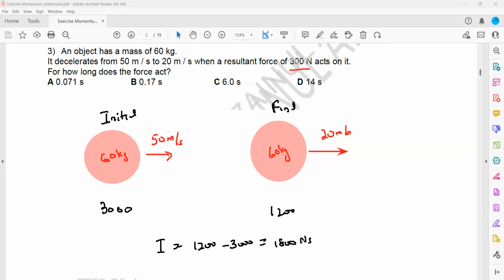That's the impulse. It will be negative, but we don't have to consider the negative sign, as we just need the magnitude. We need the value for time. So now after getting the impulse, impulse is equal to force multiplied by time. So we have the impulse 1800, we have the force 300, so we can find the time. So 1800 divided by 300, this will give us the time. So 18 divided by 3, that's equal to 6. So option C will be the right answer.